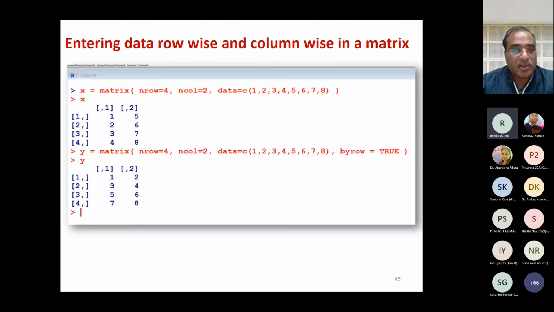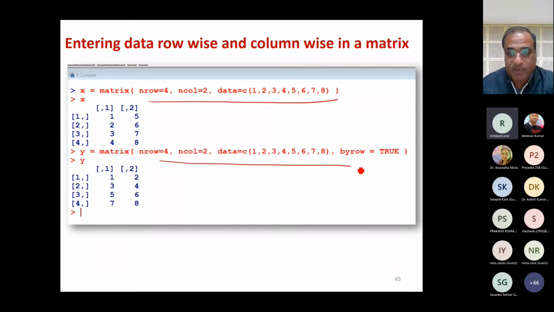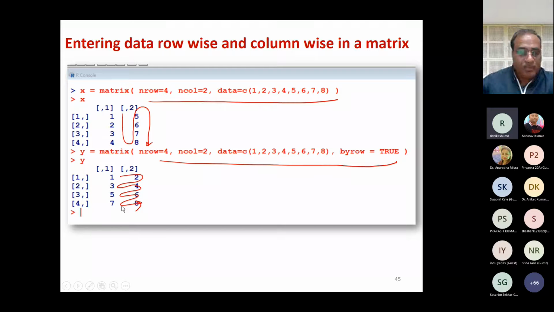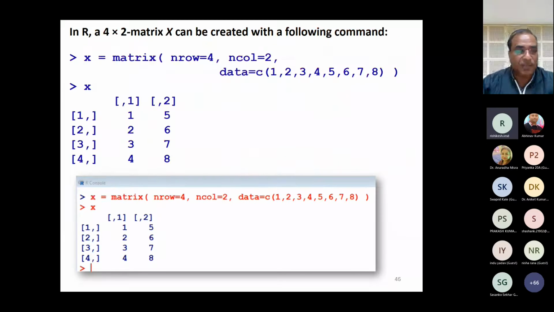OK. And then you can see here the outcome. This is byrow equal to FALSE, which is the default, and this is the command with byrow equal to TRUE. You can see the data is arranged column-wise here, and here the data is arranged row-wise like this. So this is how you can enter your data.